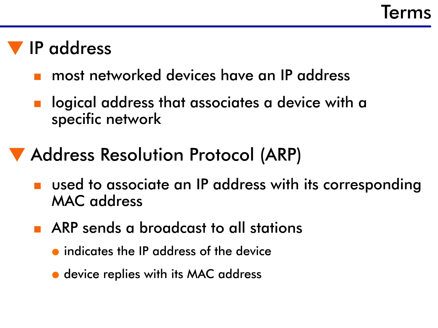Our other term is ARP, short for Address Resolution Protocol. This protocol is used when a station has a destination's IP address, but still needs the destination's MAC address. The ARP protocol works by sending a broadcast to all stations indicating the IP address it is looking for and asking the device with this IP address to reply with its corresponding MAC address. Once a MAC address is received, communication can occur.